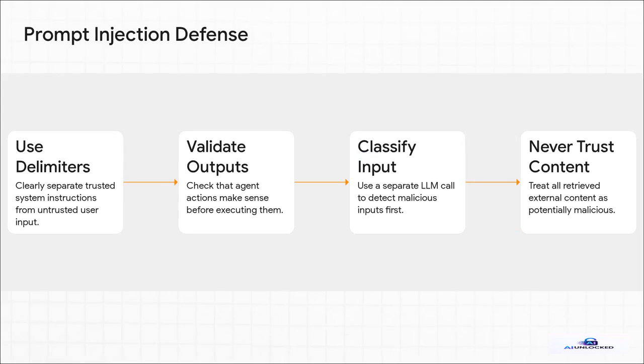So how in the world do we fight back against this? Look, there's no single silver bullet here. It's all about building layers of defense. A good place to start is using clear delimiters to separate your system instructions from whatever the user types in. Then, before your AI actually does something, you need a validation step to check if the action even makes sense. And most importantly, you have to adopt a zero trust policy. Treat all external content as potentially hostile.